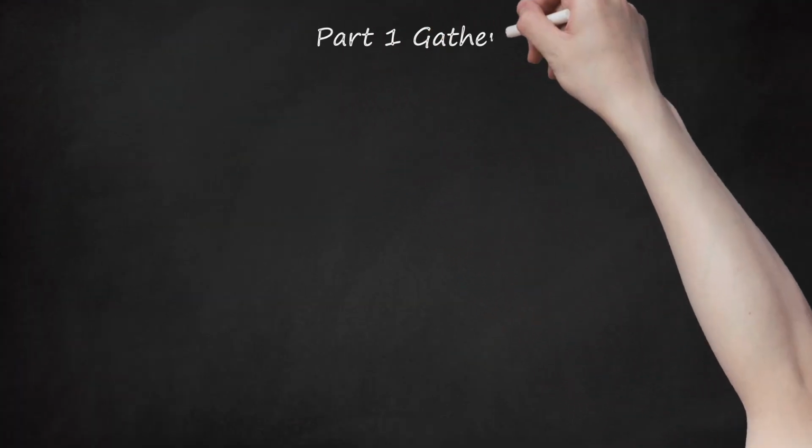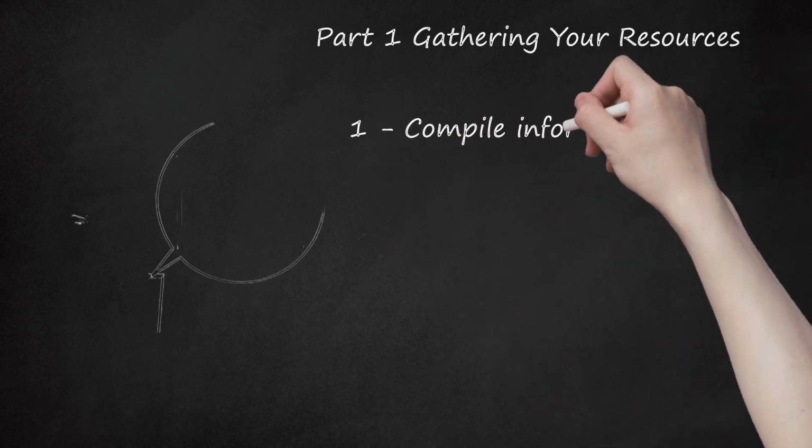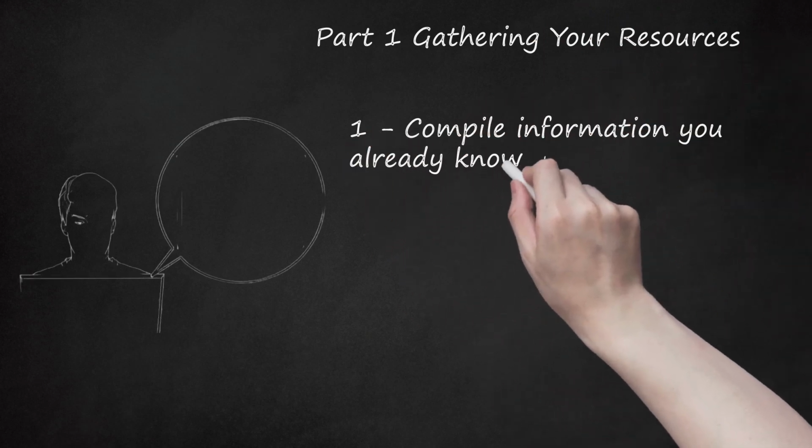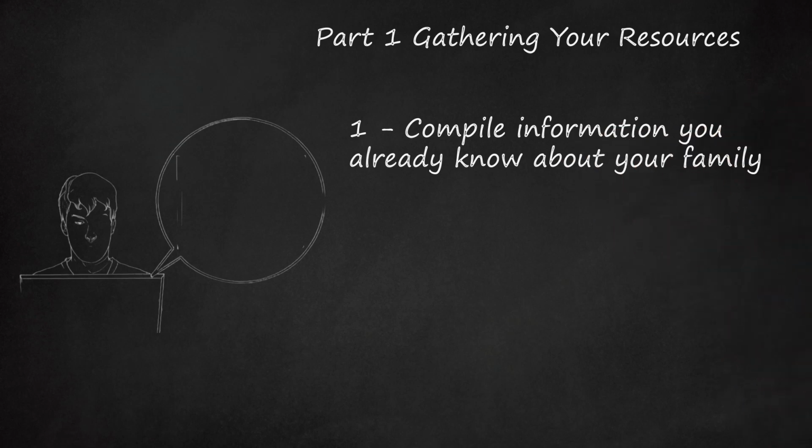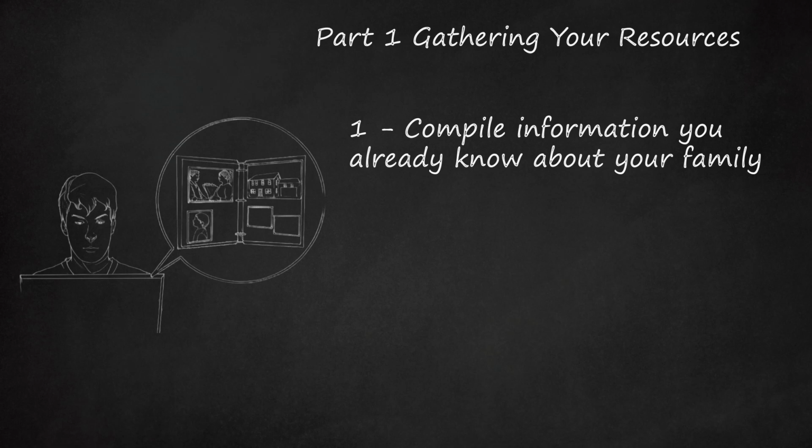Part 1: Gathering your resources. 1. Compile information you already know about your family. Start gathering information by compiling all the relevant information you have access to.